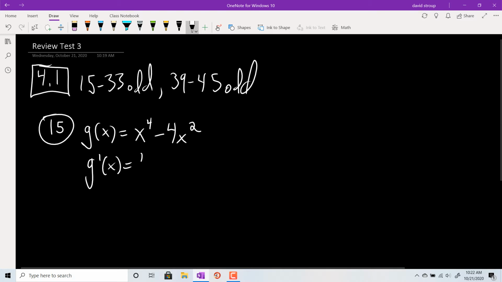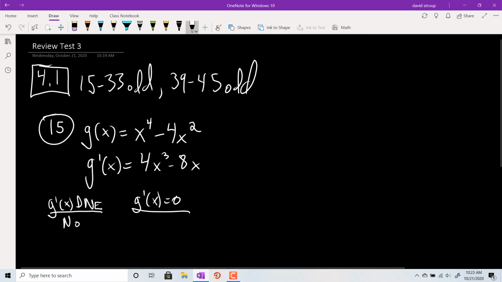Okay, so let's take the derivative, 4x cubed minus 8x. Right, so this thing exists everywhere, right? We don't have any issues with division by 0 or something weird like that. So no critical numbers there. The other place is when the derivative is equal to 0. So you set the derivative equal to 0 and solve. We can factor out 4x and get x squared minus 2.